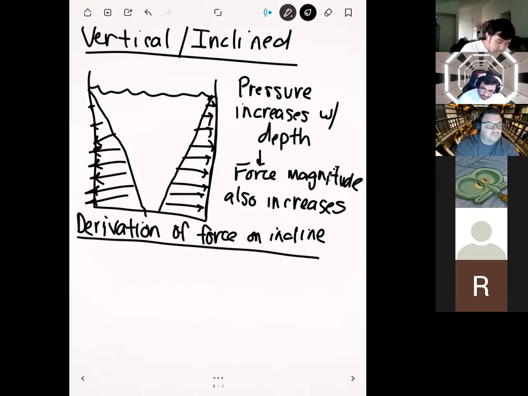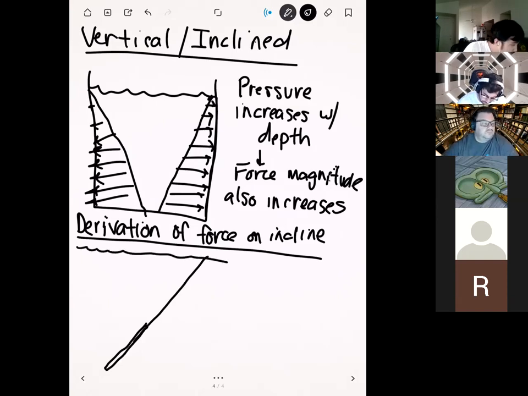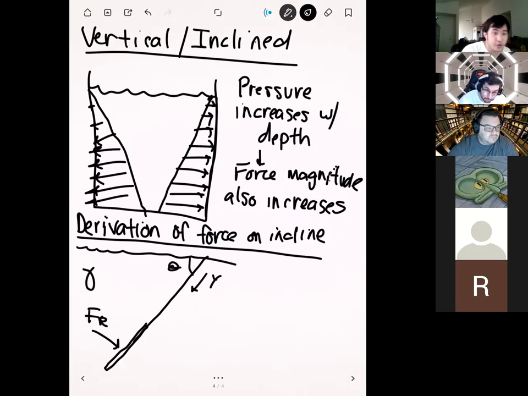Okay, so let me draw the figure here. And this might be the most confusing figure in this class. So kind of bear with me for a second. Okay. So let's say that we have a surface. So this right here, this kind of potato chip looking thing that I've drawn on the bottom, that's going to be our inclined surface. Okay?